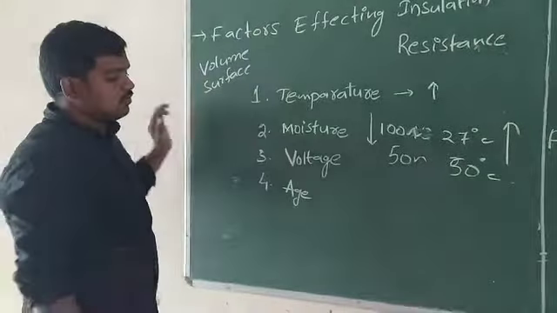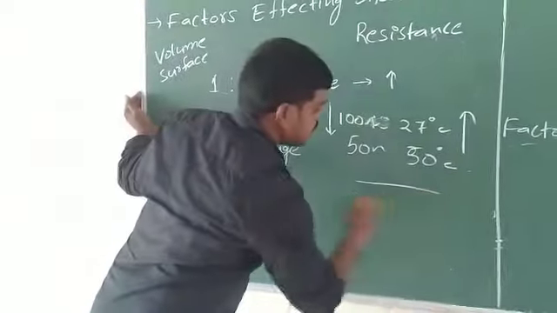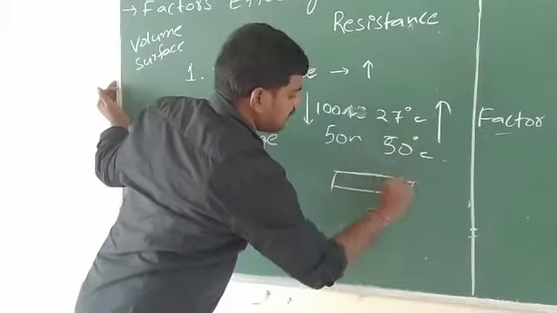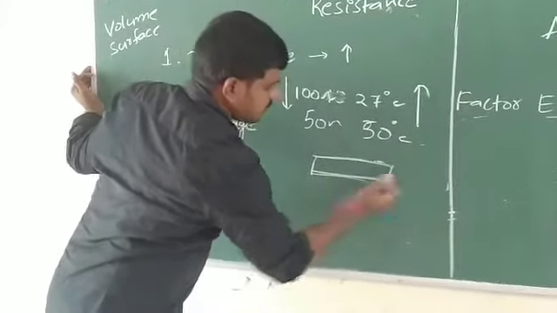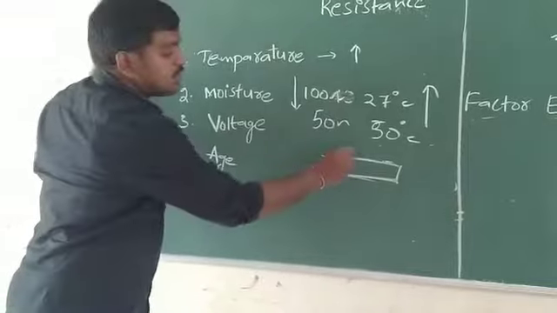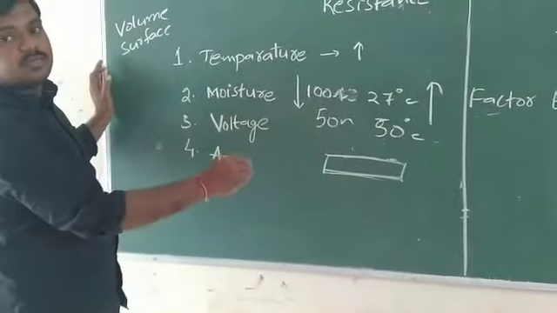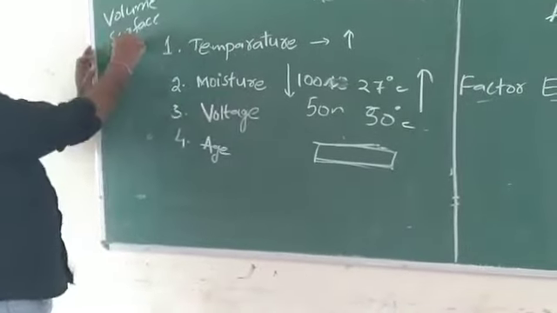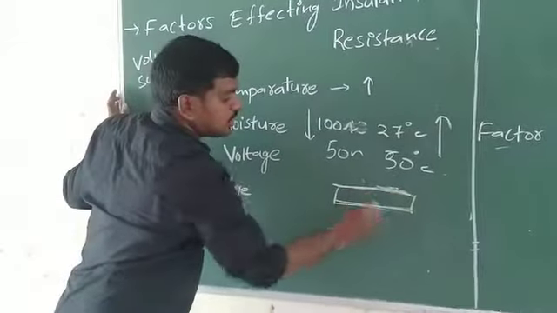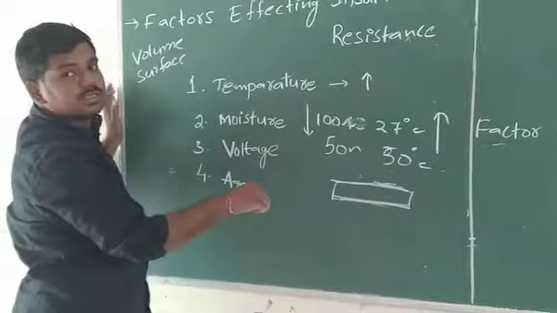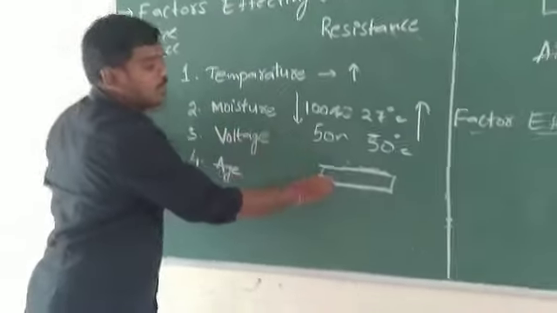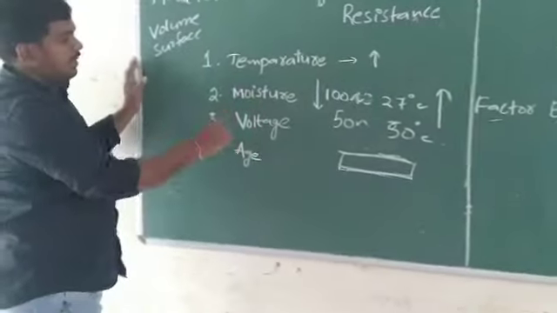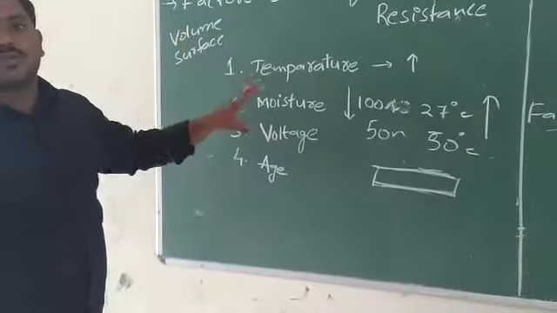Next thing, moisture. Let's take this is an insulator, and this is the surface of the insulator. Whenever the insulator is subjected to moisture, there are two resistances, volume resistance and surface resistance. Because of this moisture, the surface resistance is going to decrease. That means whenever the moisture content of the material increases, the insulation resistance is going to decrease.